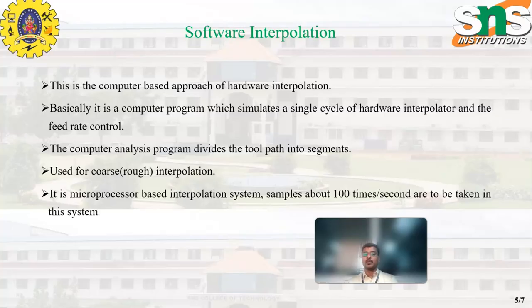The computer analysis program divides the tool path into segments, and this is used for rough or coarse interpolation type of object manufacturing. It is a microprocessor-based interpolation system. Samples about 100 times per second are taken in this system. This is about the CNC interpolation system, where the types of interpolation we have seen are hardware interpolation, software interpolation, and also linear, helical, and circular interpolations.